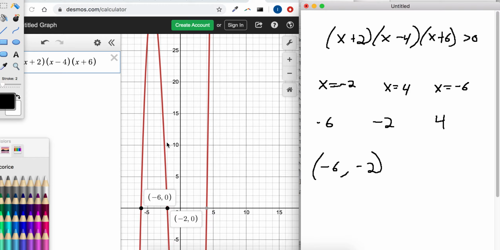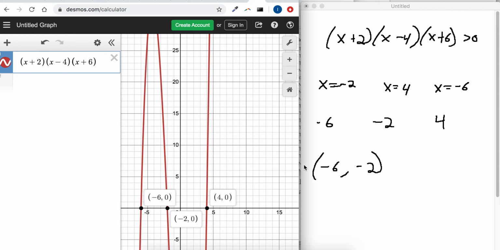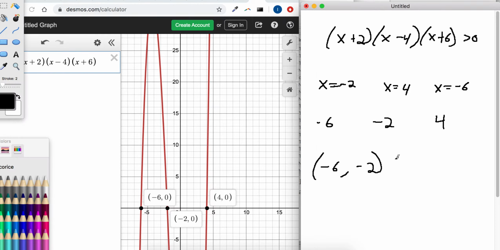And then between -2 and 4, it's less than 0 because there are negative numbers on the y-axis. So that's not part of our solution. But if you go to x equals 4, x equals 5, x equals 6, anything beyond 4 is also a solution. So we're going to use a union, and then we're going to say 4 to infinity on the x-axis. Okay, so that's our full solution.